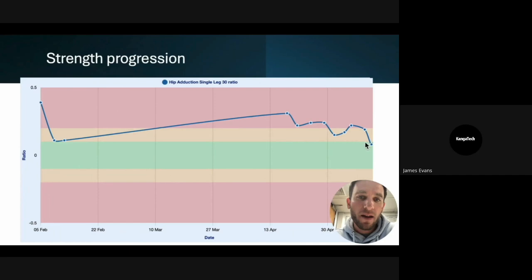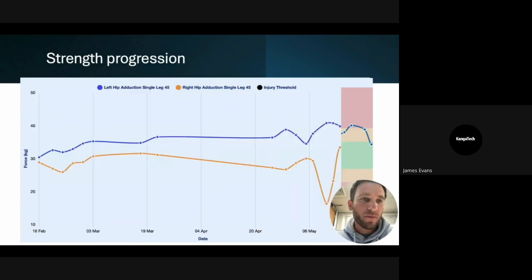At this point, this testing here isn't his return. This was when we then ceased testing at this position and moved into more abduction and started to look at the single leg in 45 degrees, which you can see here. So again, we have the pre-surgical stage, conservative, and then you can see here we had the post-op stage where he started to improve.